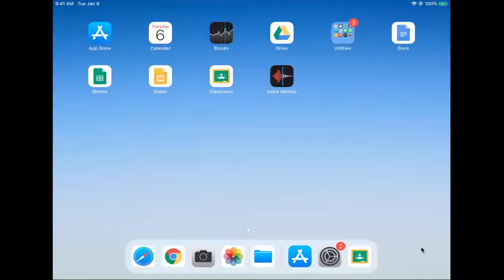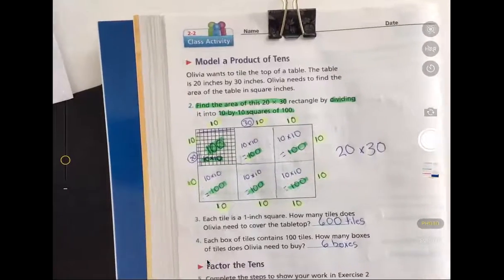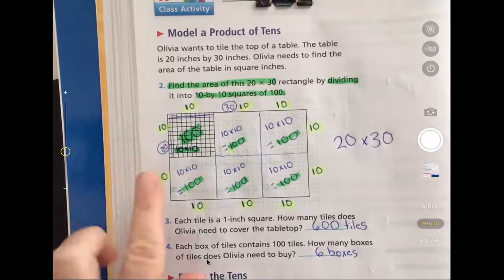Hey, fourth graders. So today for your math video, I decided to do some extra practice in factoring the tens. So let me get right to my book. This is a super important skill, and I just want us to really be prepared for this and feel really comfortable with this. So yesterday in math, we were starting to look at this.